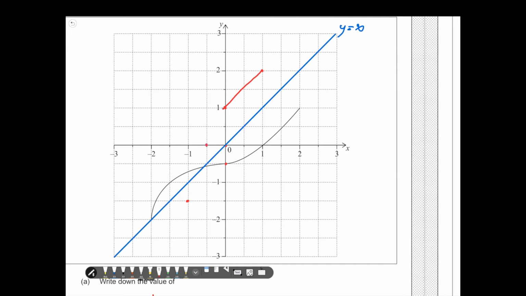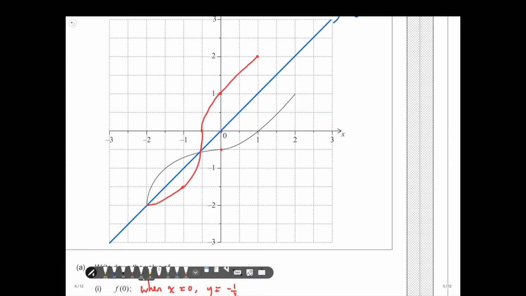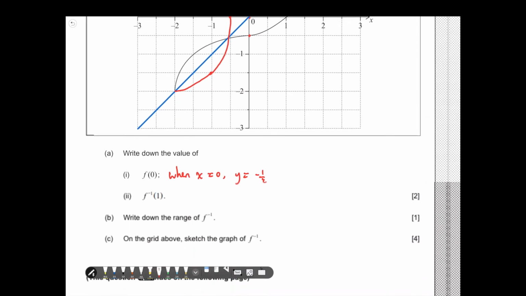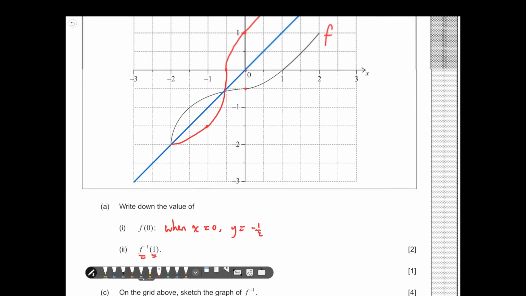So we pass through this point, that point, and also this point, and then we can sketch it. And here we get to the half. Yep, perfect. So that is the inverse. This is the function, and that is the inverse of the function. And I was asking, what is the inverse of the function?